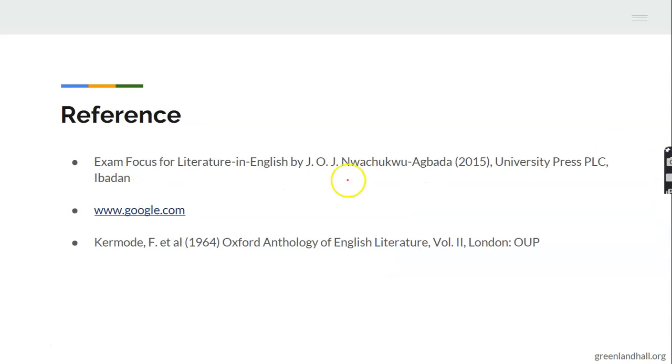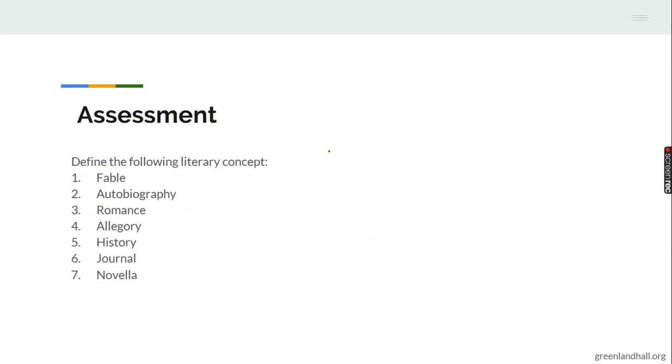For reference purposes, I want to advise you to please go through this book, read from this book, research through this book. You will know more about prose and what we discussed so far about the concept. And lastly, against next class, you work on this. Define the following literary concepts. You go home and work on them for me against next class. They are in my slides, but try and add new things to your own.